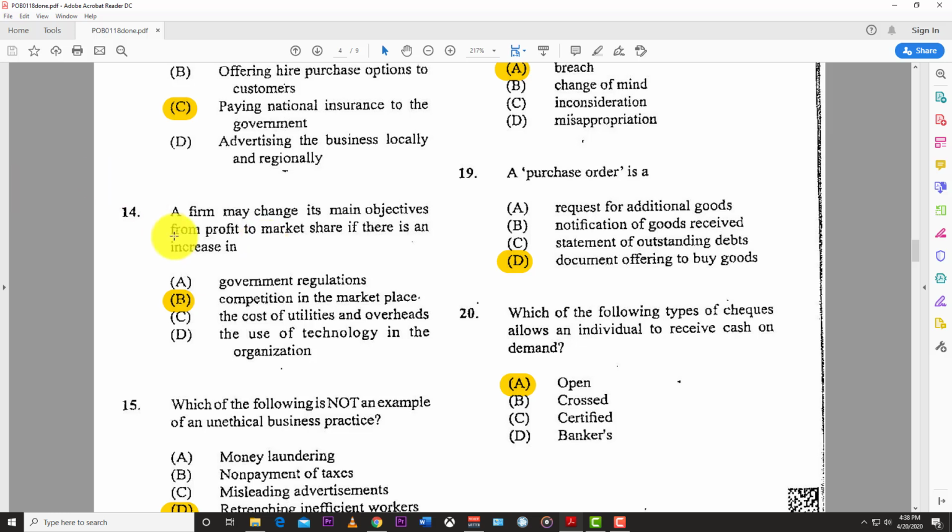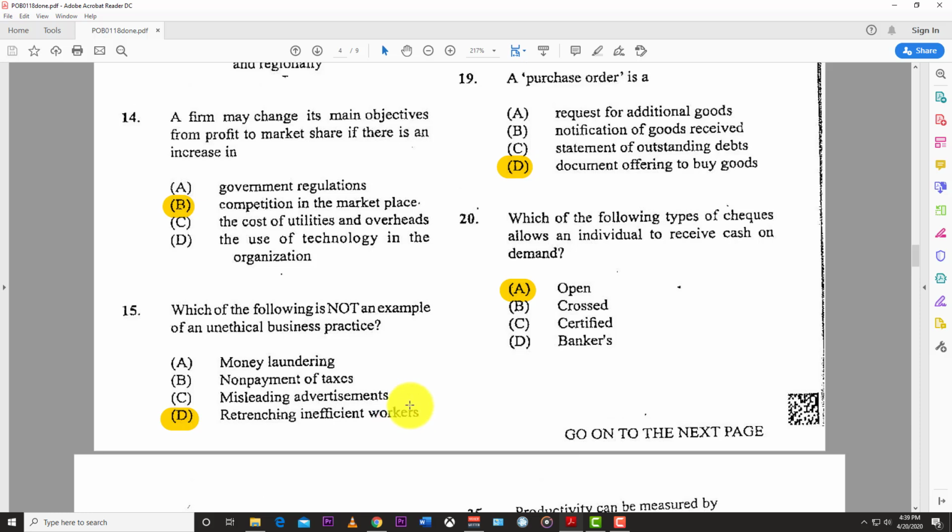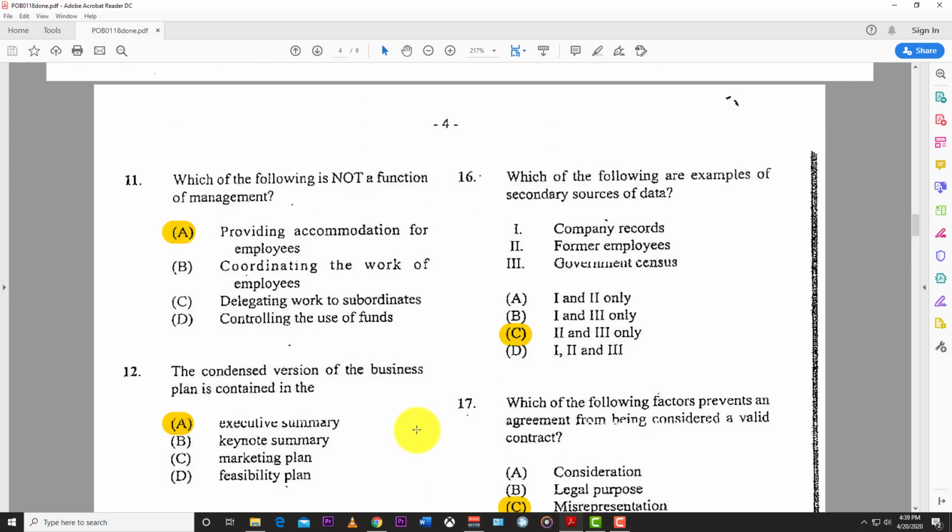Number 15, which of the following is not an example of an unethical business practice. And so the best answer is entrenching inefficient workers. Look, if you're not working, if you're not doing what you're supposed to do, of course I'm going to let you go. So that's not unethical. They're not working to the fullest potential.